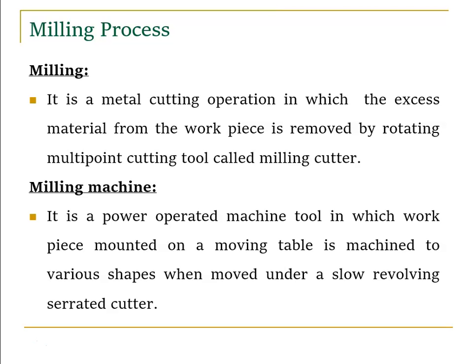Okay, so milling. It is a metal cutting operation in which the excess material from the workpiece is removed by a rotating multi-point cutting tool called a milling cutter. So milling is a metal cutting process used to remove unwanted material from the workpiece. We know the milling cutter is a multi-point cutting tool that we use for machining.